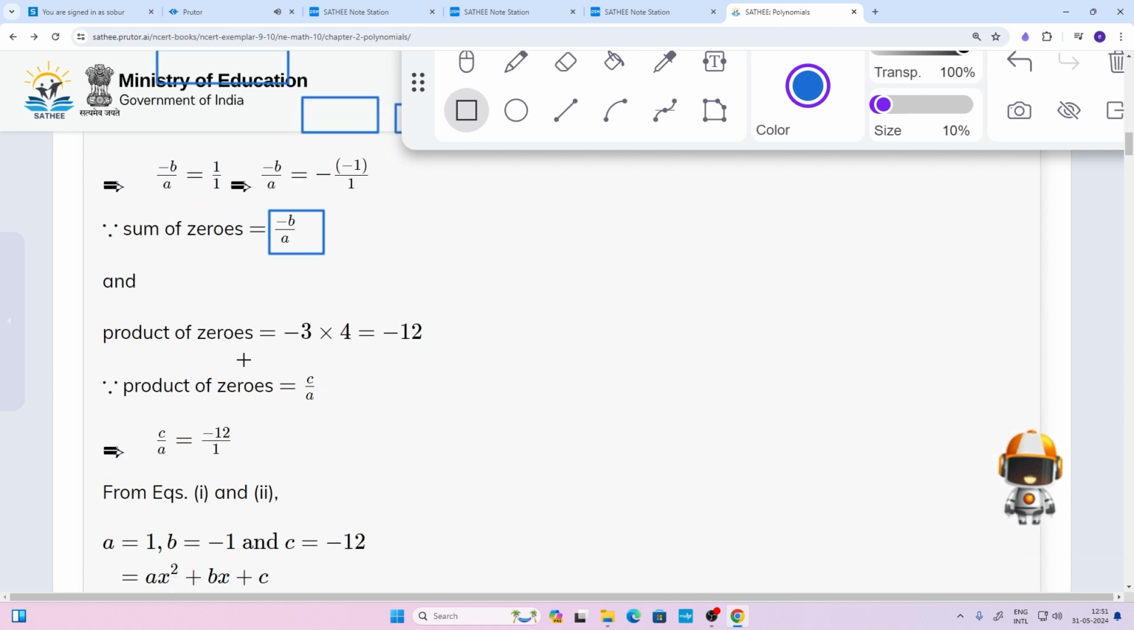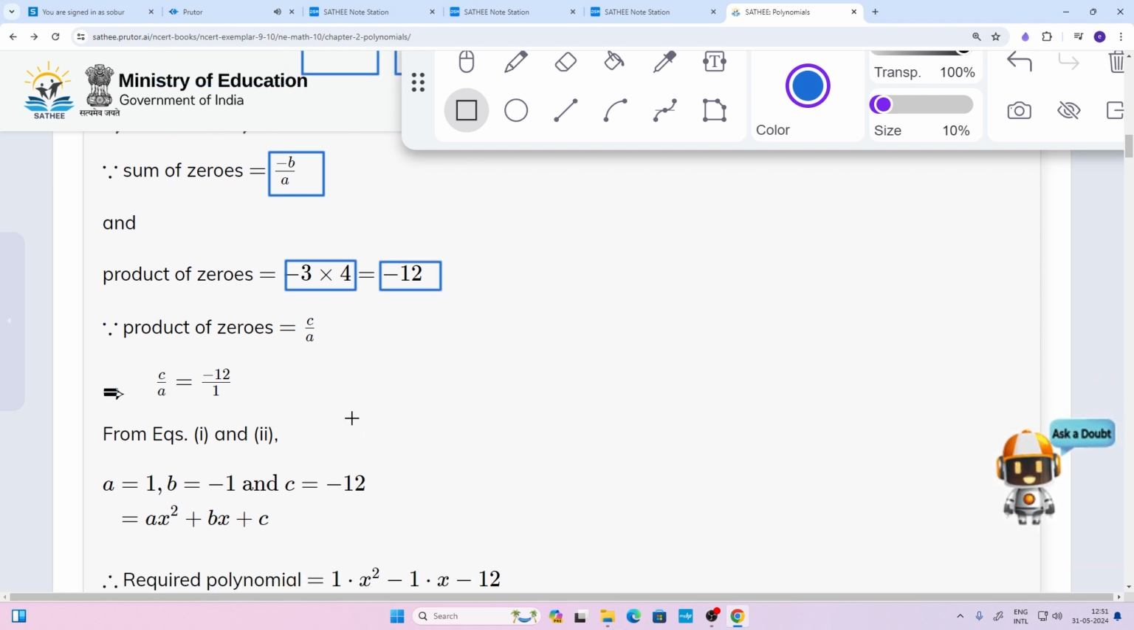So sum of zeros is minus b upon a, and now the product of zeros is alpha into beta, that is minus 3 into 4, which is equal to minus 12. Therefore the product of zeros is c upon a, which is equal to minus 12 by 1.